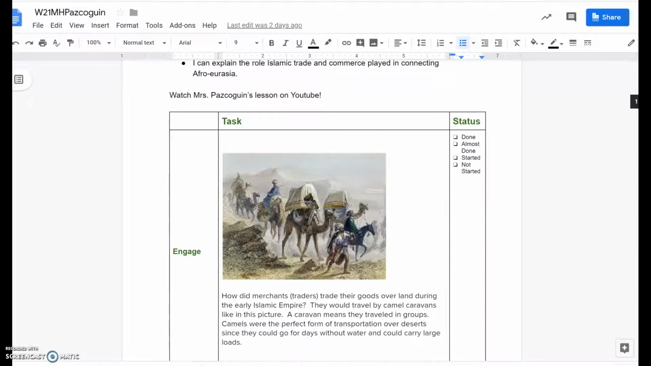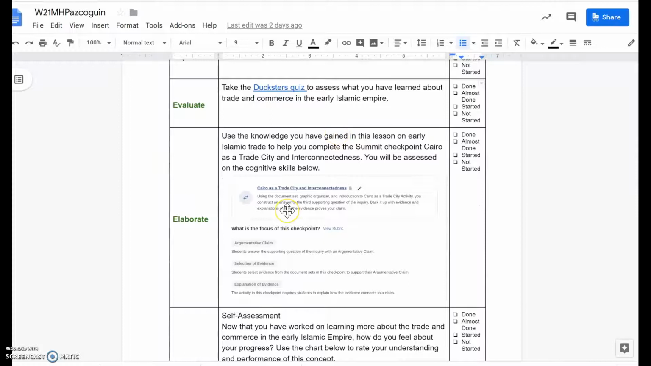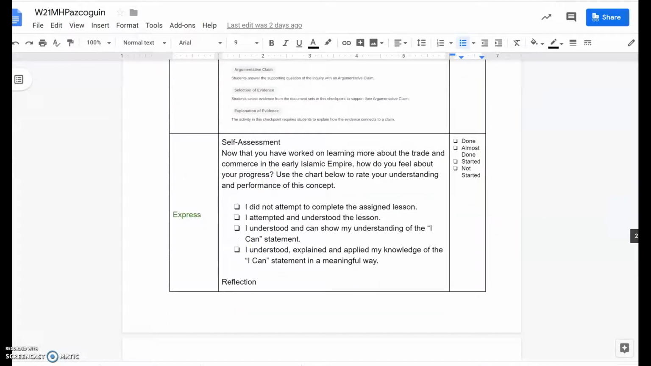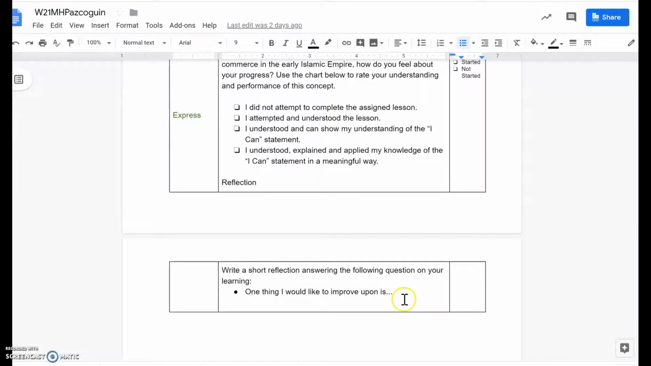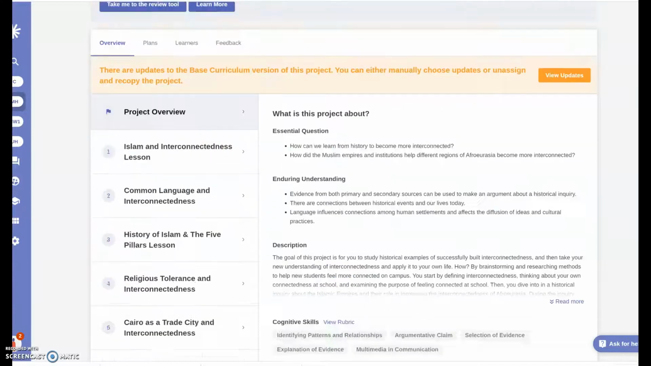So all of this is meant to help you complete the summit checkpoint. So the summit checkpoint is on Cairo as a trade city and interconnectedness. And you're going to be assessed on argumentative claim, selection of evidence, and explanation of evidence. And then when you're all done, you know the drill, do the self-assessment and answer this reflection question at the end. And I just want to show you where we're at right now.